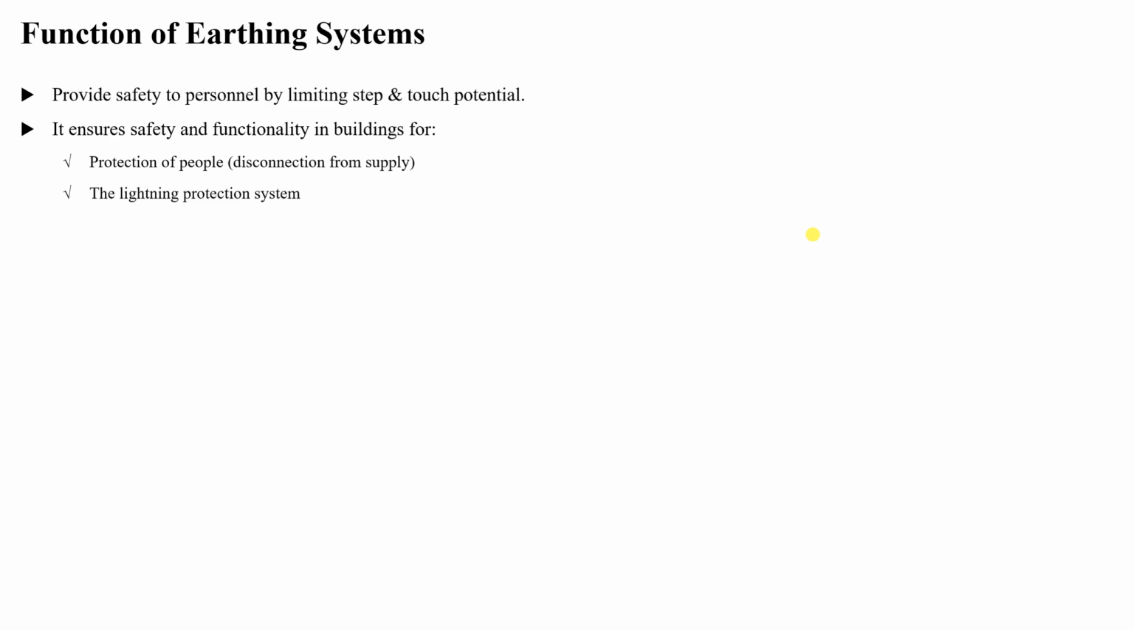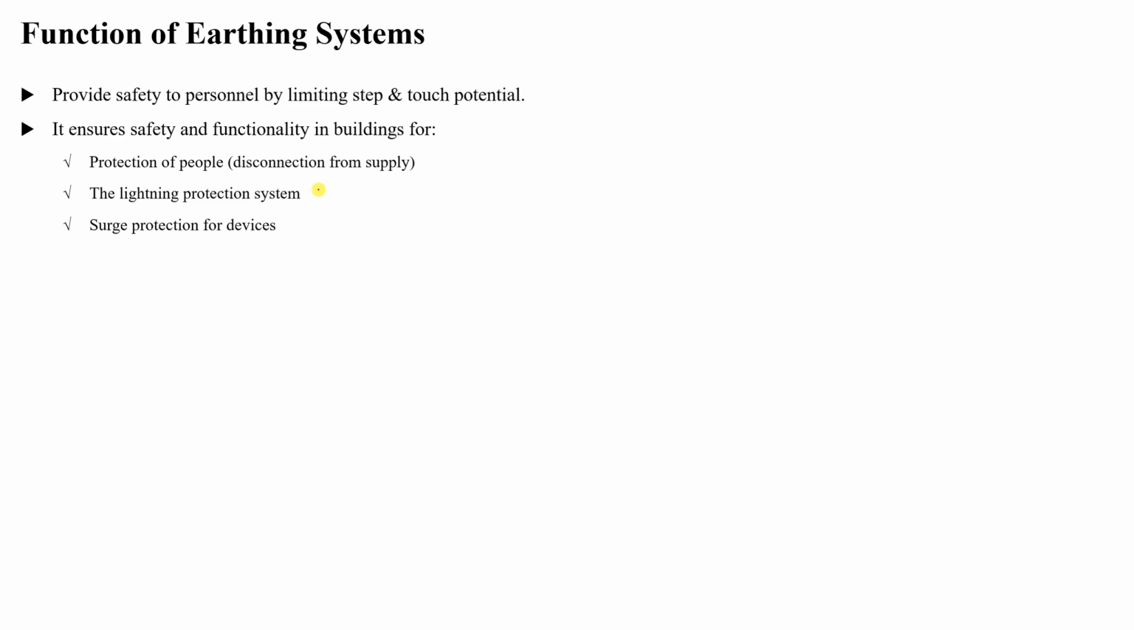Number two, the lightning protection system also requires an earthing system, because in order to dissipate the lightning strike, we need a path to the earth. So we will dissipate this lightning strike by using this earthing electrode network, which we are also going to discuss in another video. Also, surge protection devices, which are also a critical component in our system for transient overvoltage, require the earthing system to provide a path for this transient overvoltage strike.